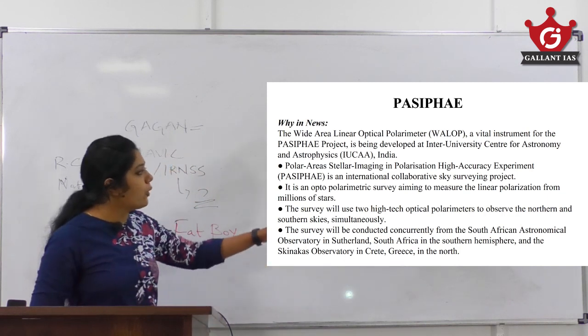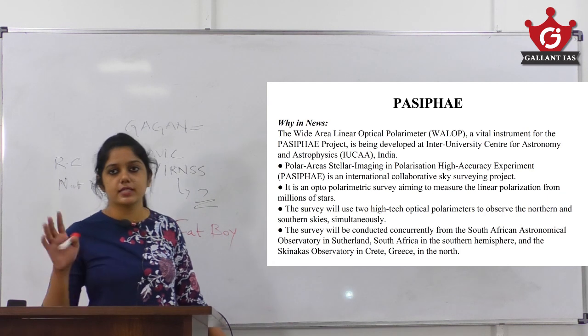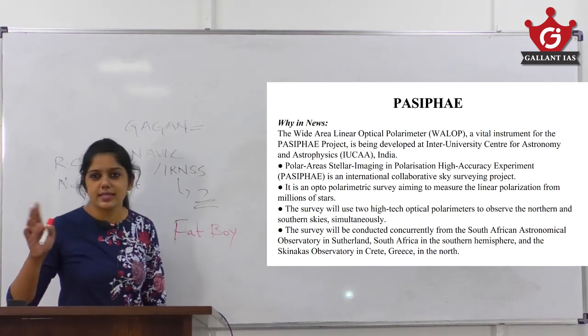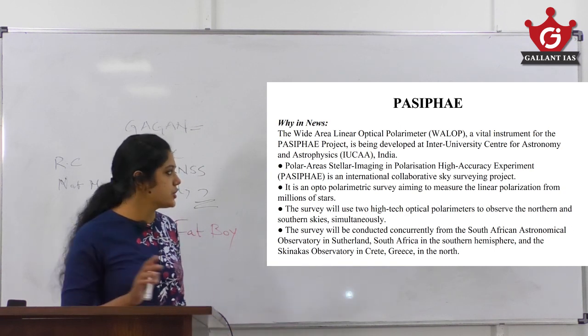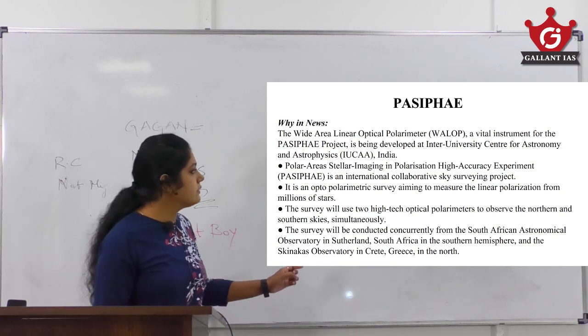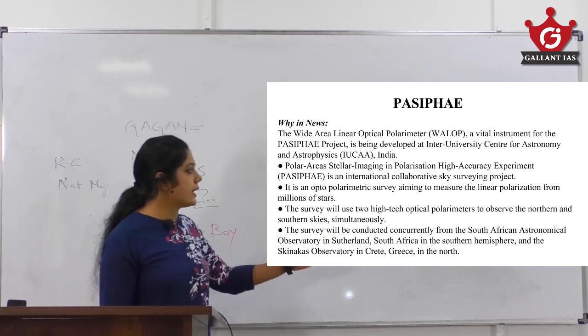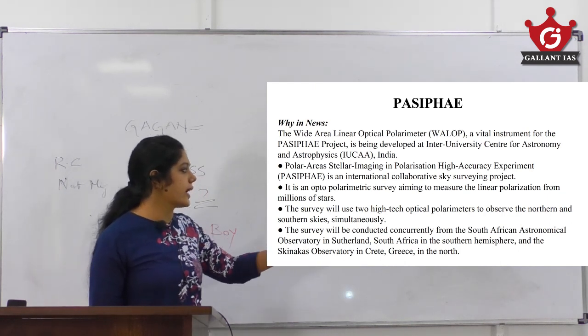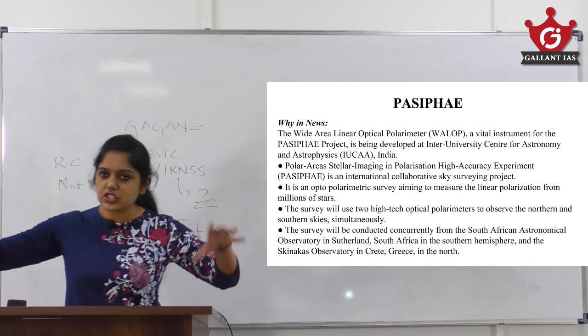It is an opto-polarimetric survey aiming to measure the linear polarization from millions of stars. What is linear polarization and all? Not important. The survey will use high-tech optical polarimeters. And the survey will be conducted concurrently with the South African Astronomical Observatory in South Africa in the Southern Hemisphere, and the Skinakas Observatory in Greece in the North. So it is an international collaboration.